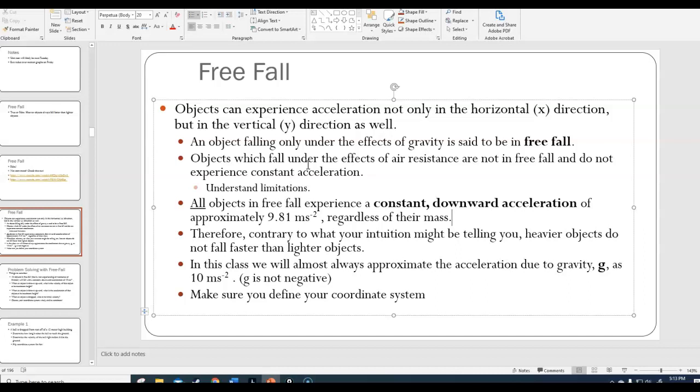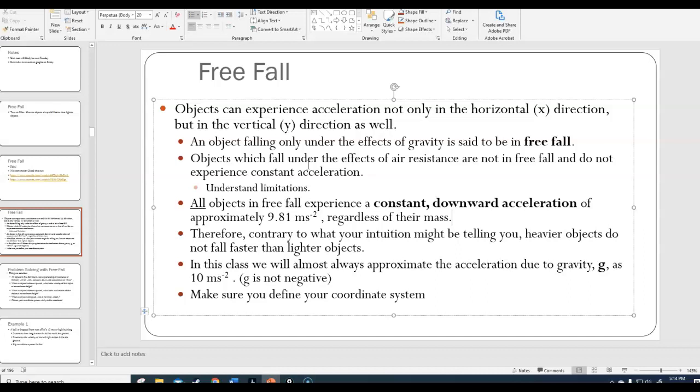Okay, that's what we talked about in the last video, solving problems with constant acceleration. Even though free fall seems like a new situation, mathematically speaking, as far as problem solving goes, we're going to use the exact same equations for constant acceleration that we've been using. Now the direction of that acceleration is down.